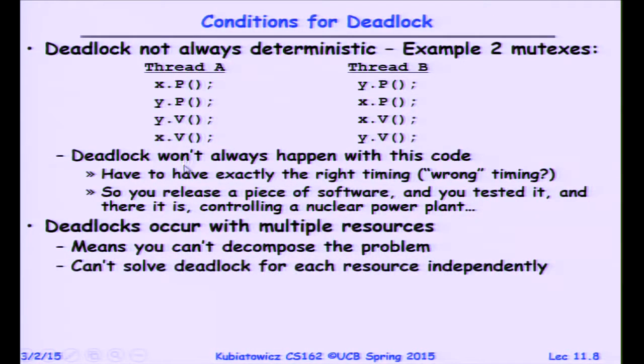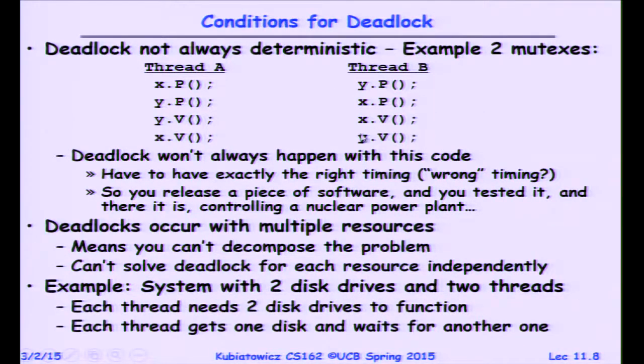So deadlocks occur with multiple resources. You can't get a deadlock without two resources. Okay, if you only have one resource, it's not a deadlock, it's something else. It's your program stuck in an infinite loop or something. So it basically means you can't decompose the problem simply in a way to deal with it either. And so there are lots of examples. Systems, 2 disk drives and 2 threads. Each thread needs 2 disk drives to function. Thread A gets 1 disk, and thread B gets the other disk, and now you're stuck again. And there are lots of examples of this kind of thing.